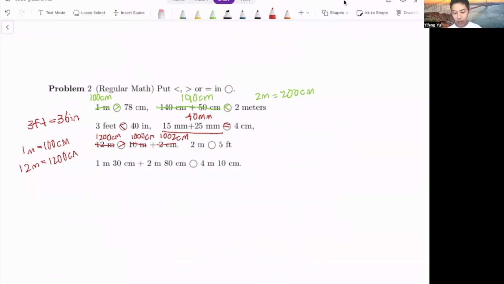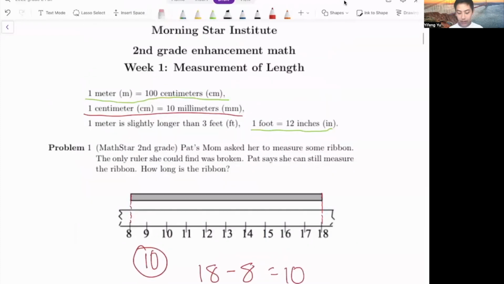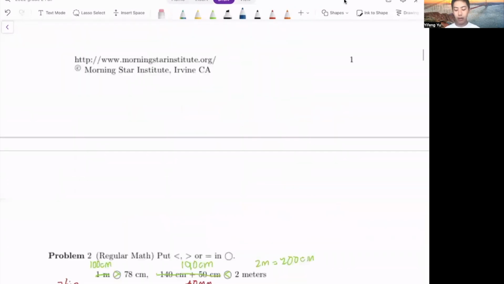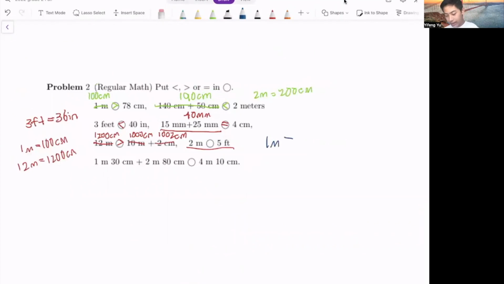And finally, we move on to 2 meters is what to 5 feet. So if we go up here, it says 1 meter is slightly longer than 3 feet. So that means that if 1 meter is slightly longer than 3 feet, then 2 meters must be slightly greater than 6 feet. But it says here that it's only 5 feet. So of course, 2 meters is greater than 5 feet.